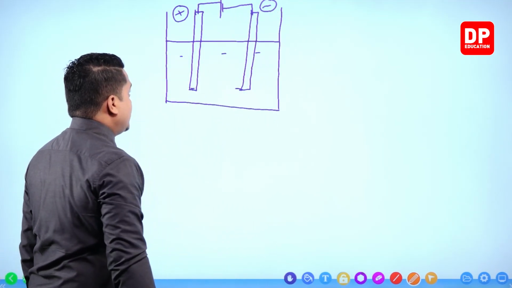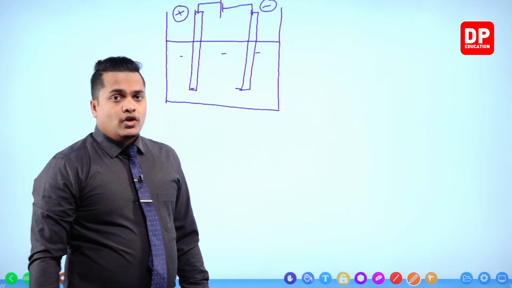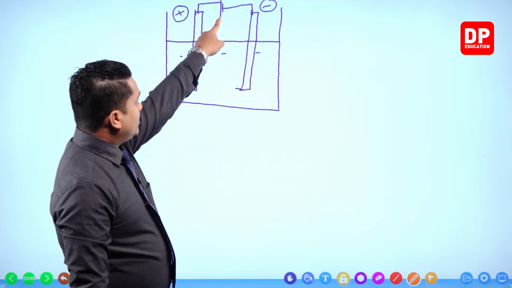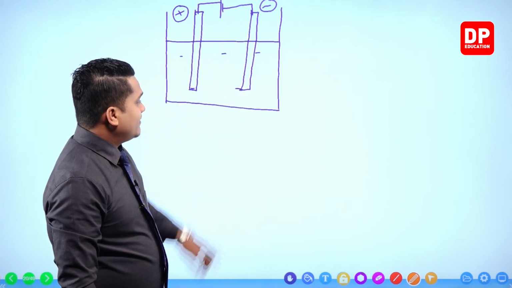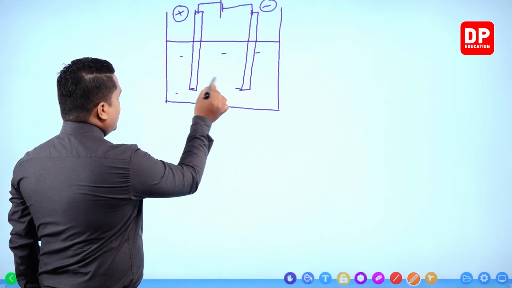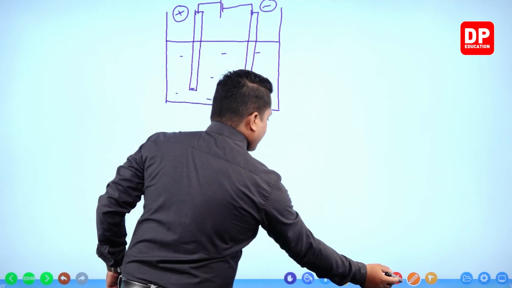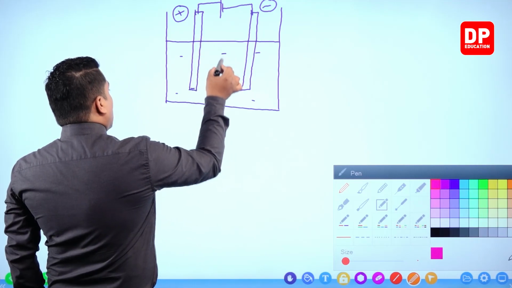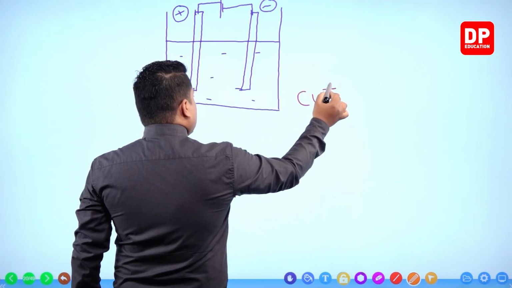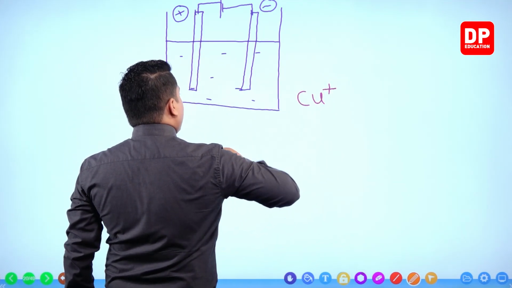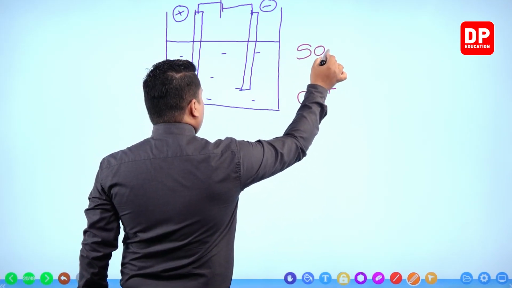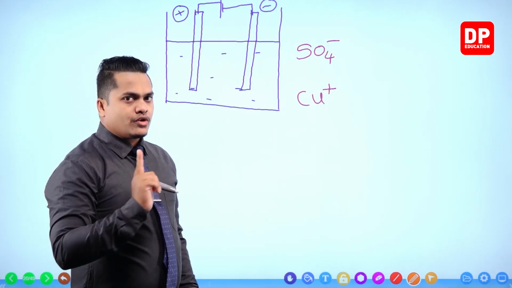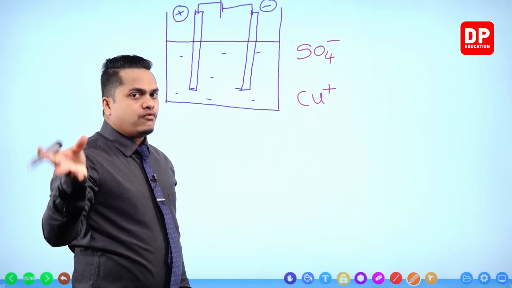You know that in a dry cell, the longer terminal is the positive. So this is the positive electrode, and the shorter terminal is the negative. So this is the negative electrode. Within the solution, my dear children, copper is found as copper plus ions. And the other one is the sulfate, SO4 minus ion. I think you would remember copper sulfate, CuSO4.